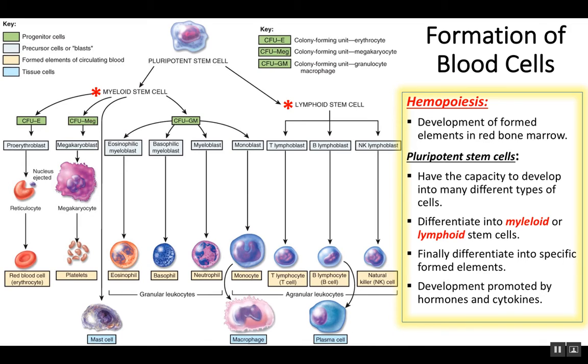Again, this is all happening in your bone marrow. These cells are going to be released from the bone marrow. Some of them will end up going to certain tissues throughout the body where they will function. This is all promoted by hormones and cytokines. Cytokines are chemicals that help stimulate cells to become certain cells.